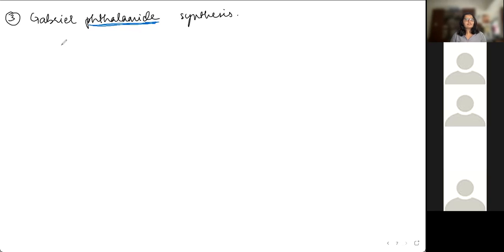Phthalimide is a derivative of phthalic acid, which is a carboxylic acid. Phthalic acid looks like this. It is a benzene ring with carboxylic acid groups present in the ortho position. So this is phthalic acid. Wherever you come across a PHTHAL kind of a thing, like phenolphthalein, it's basically derived from phthalic acid. Now, phthalimide is an amide that is derived from this acid.